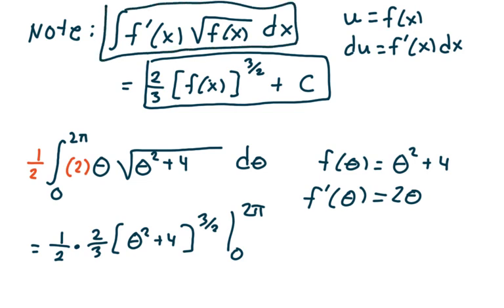Almost, but not quite though. So what I'm going to do is I'm going to let f of theta equal theta squared plus 4, so whatever's inside that radical, in other words. If I take f prime of theta, the derivative of f of theta with respect to theta, I get 2 theta. Well, notice how I have a theta here, but I'm missing a factor of 2. And so what I'm going to do is insert that 2 in, and you can see that in red.